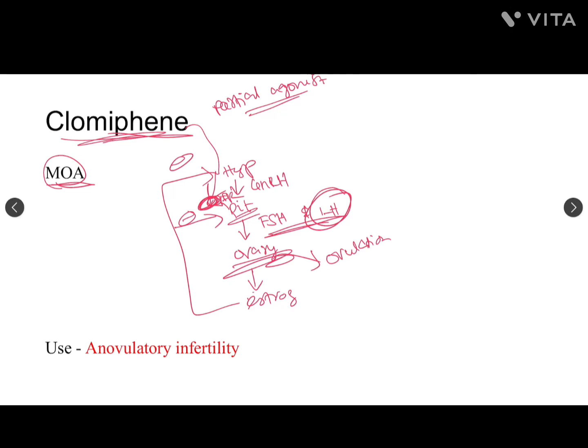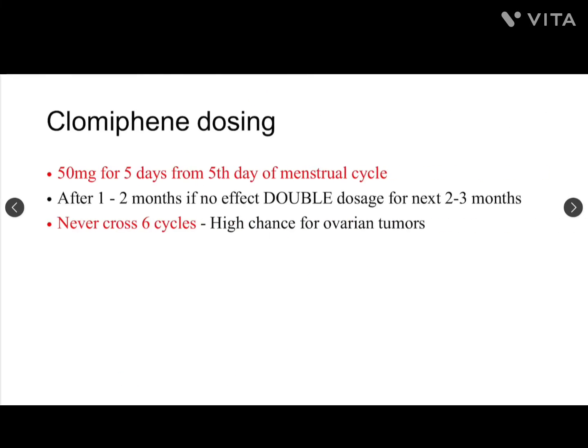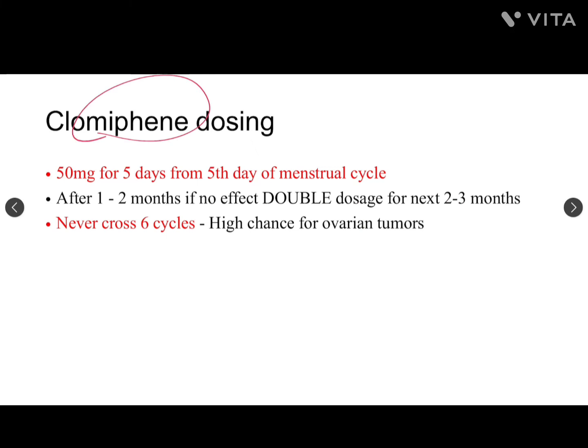Now, looking at the action, can you guess where clomiphene is primarily being used? In anovulatory infertility. Because luteinizing hormone increases to very high levels, it forces the ovary to ovulate, even in people who have anovulatory infertility. The other use is that, as this causes multiple ovulation, it can also be used in egg harvesting for in vitro fertilization.